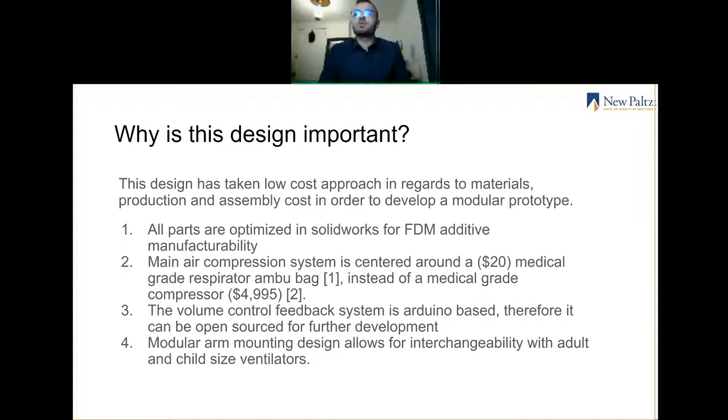Our volume-controlled feedback system is Arduino-based and interfaces with MATLAB to output our flow data. And the modular arm design allows for multiple bag uses, meaning child, infant, or adult bag sizes.